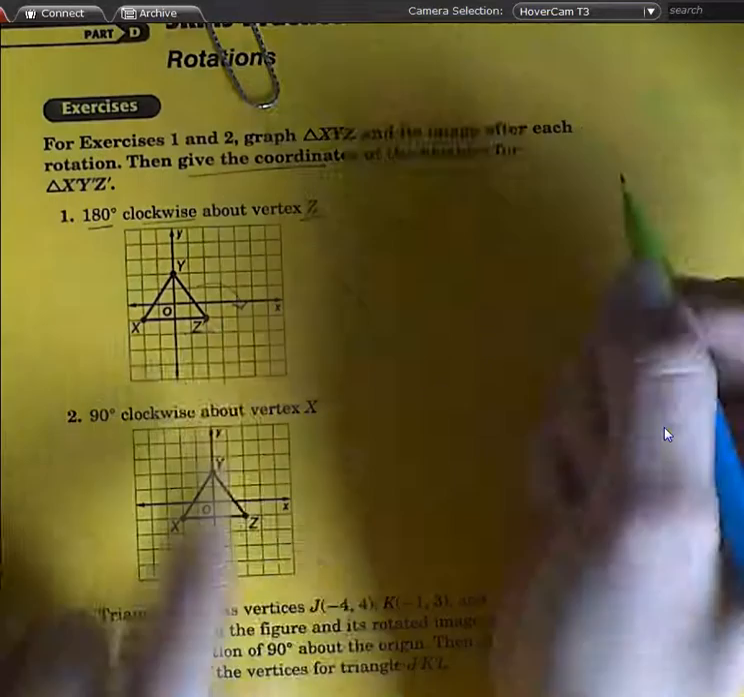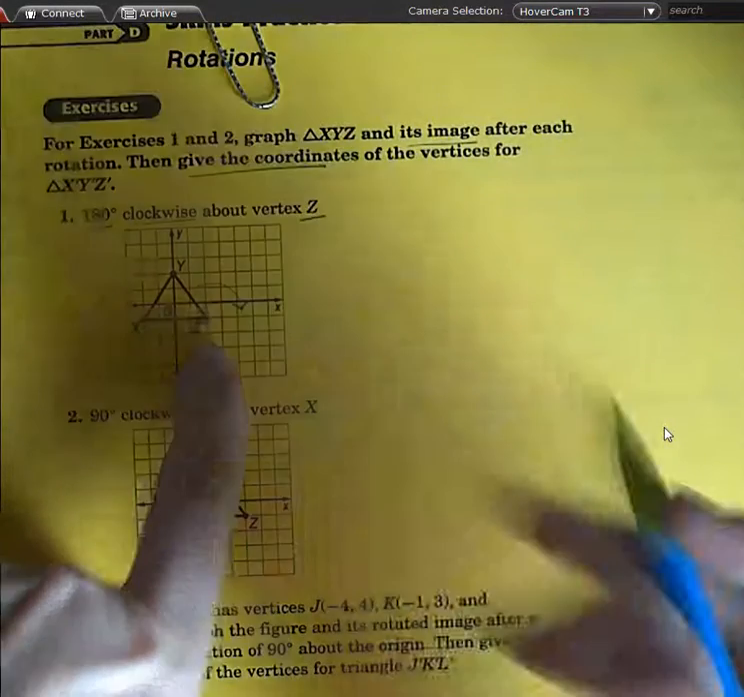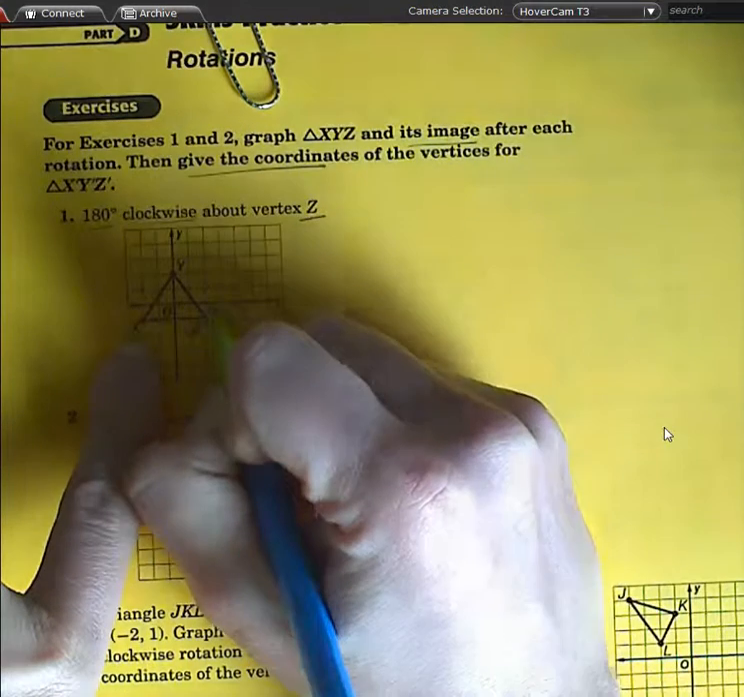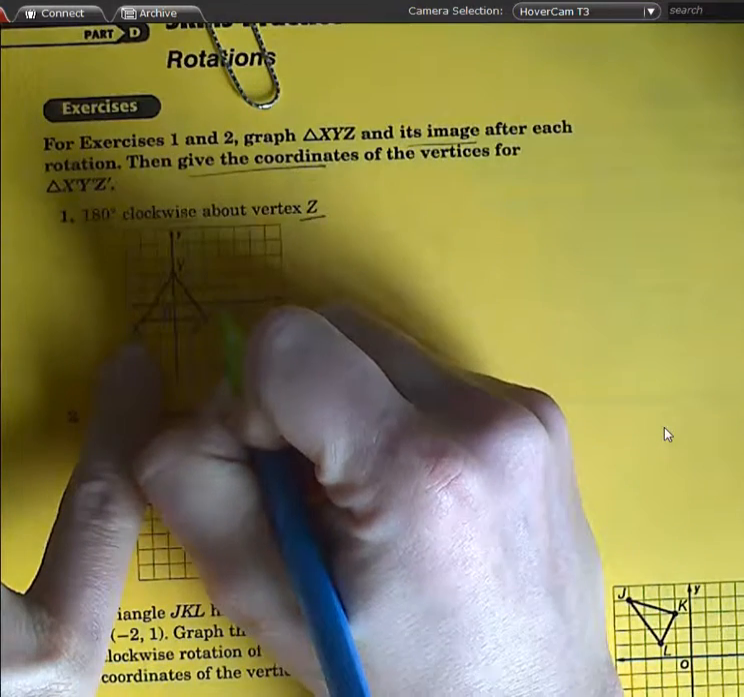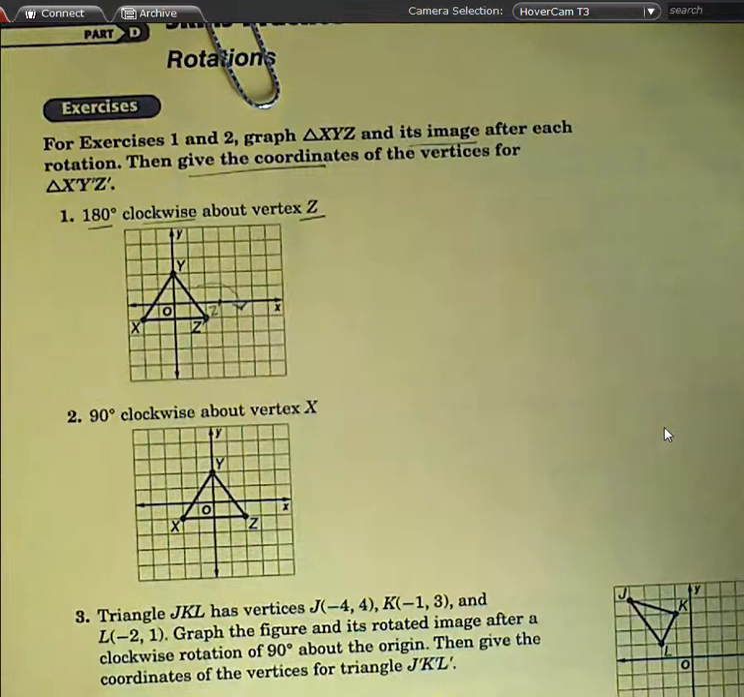And so, if we are rotating about point Z, does Z change? No, Z stays the same. So we're going to write Z prime right there. That one's easy. Z prime is already written. I know, write Z prime anyway. It's supposed to say just straight up Z. Okay?